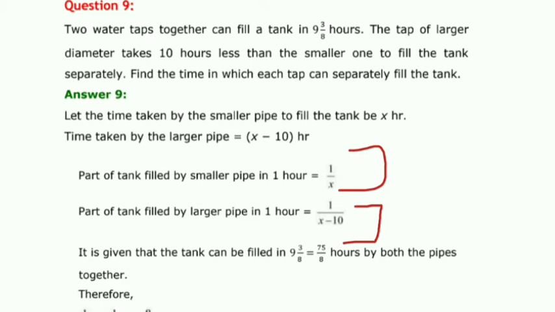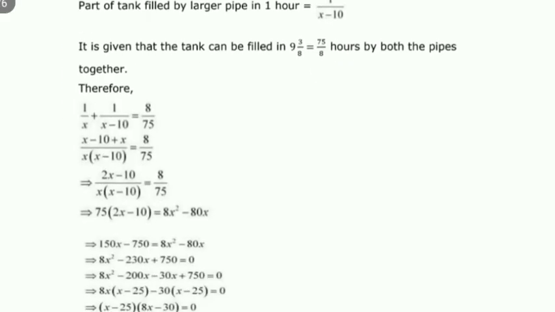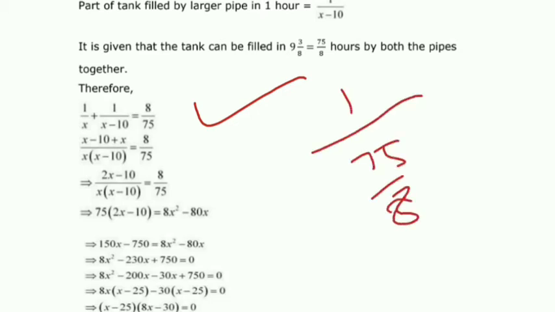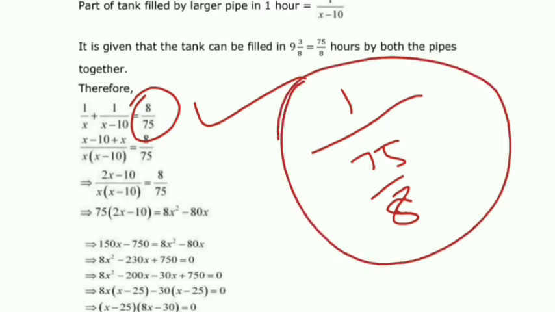Now it is given that the tank can be filled in 75 upon 8 hours by both, as we have discussed earlier. Now we will add both and we will get the equation. See, this is 1 by x plus 1 by x minus 10 equals 1 by 75 upon 8. Here it is written 8 upon 75, but this is the form of 1 upon 75 upon 8. So why did we use 1?